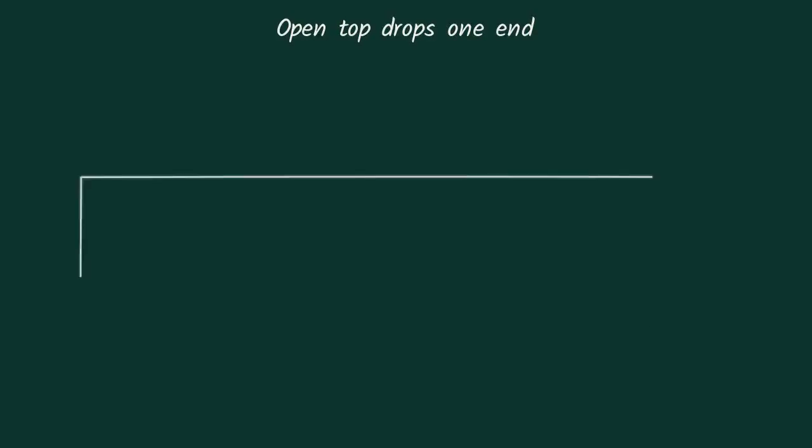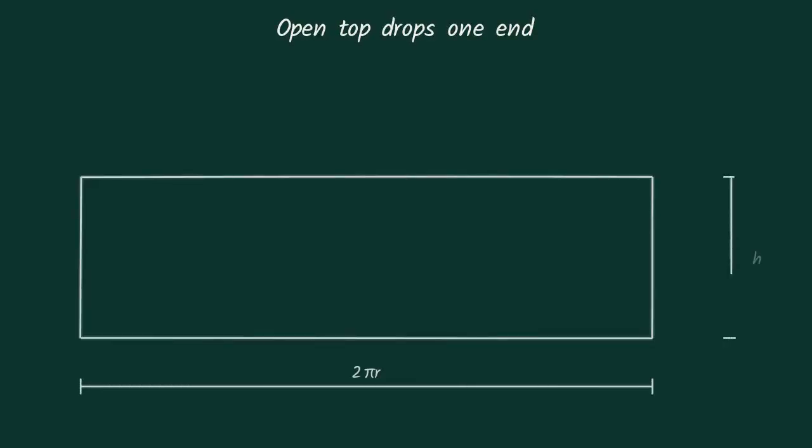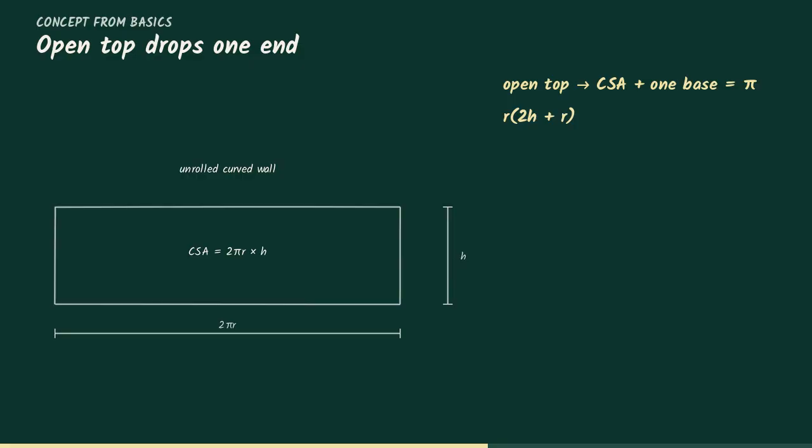An open-top tank drops the missing lid. You still paint the curved wall and the base. That is CSA plus 1 end, or pi r times (2h plus r).